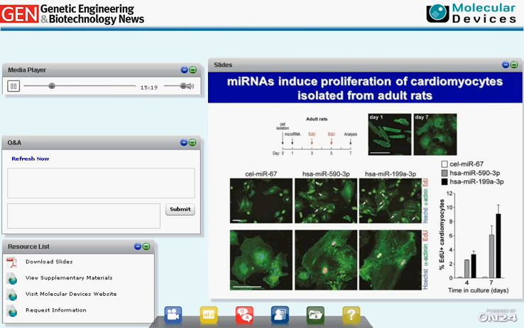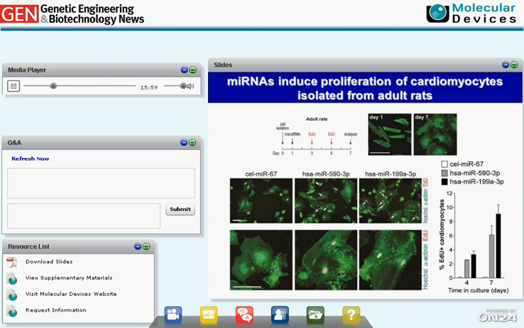Even more challenging is trying to induce the proliferation of a completely differentiated cell isolated from an adult animal. So this was exactly what we tested. We isolated the cells from adult rats and put these cells in culture, and these cells don't proliferate at all. But when we introduced these microRNAs, in this case, microRNA 590-3p and 199a-3p, we could see again a very strong increase in proliferation, showing that these microRNAs are also able to induce the proliferation of fully differentiated adult cells.